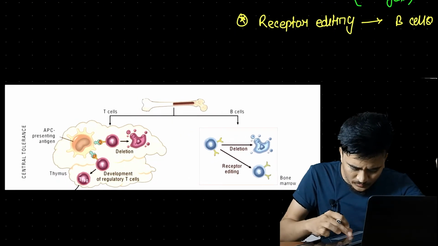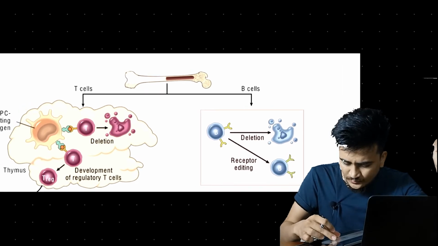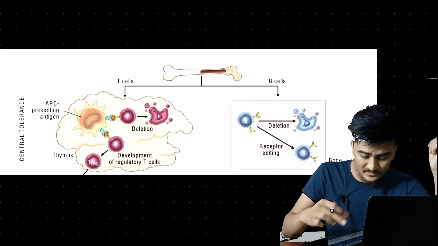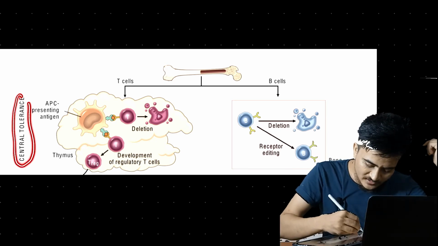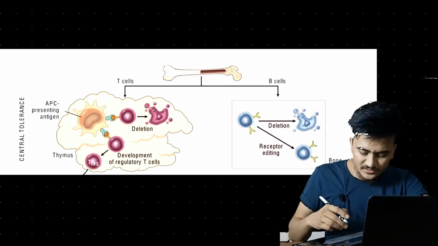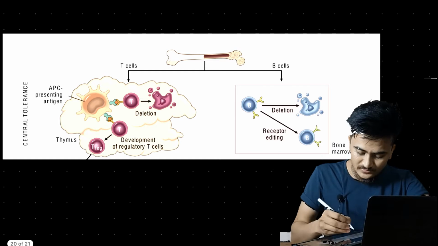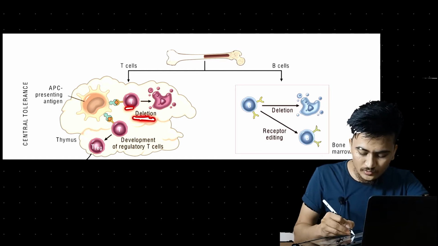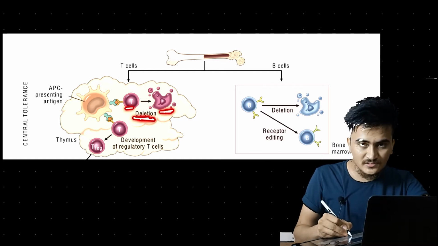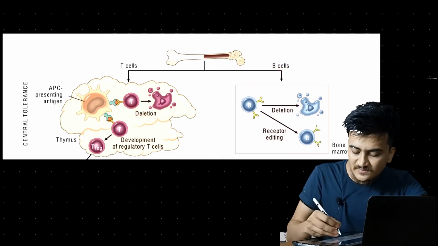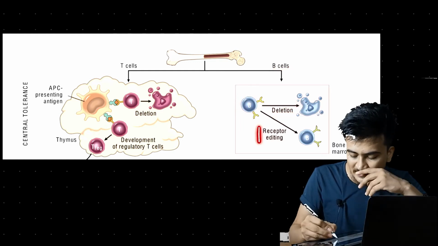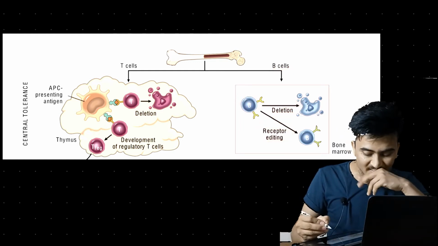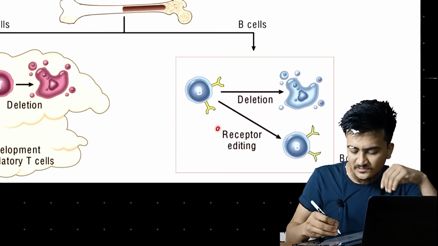Now let us focus right here. We will understand it well through this diagram, the diagram from the 10th edition Robbins. Here we are talking about central tolerance. While talking about central tolerance, you can see the self-reacting T cells are undergoing the process of deletion. You can see these B cells are also undergoing deletion, and here you can see the receptor editing.